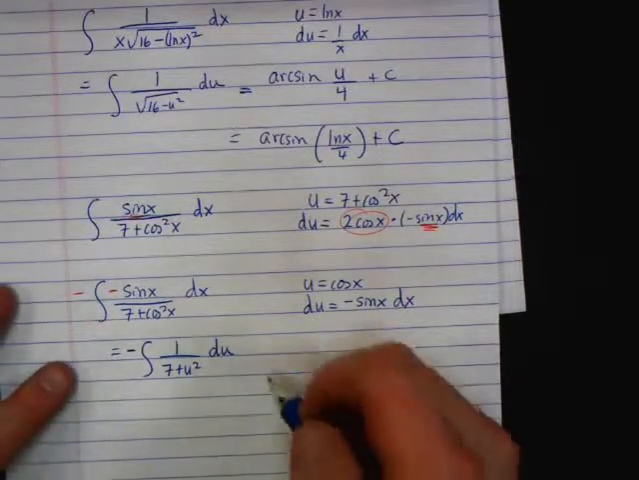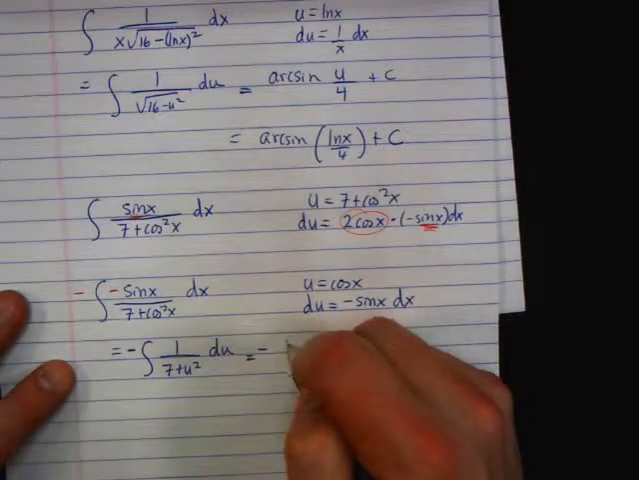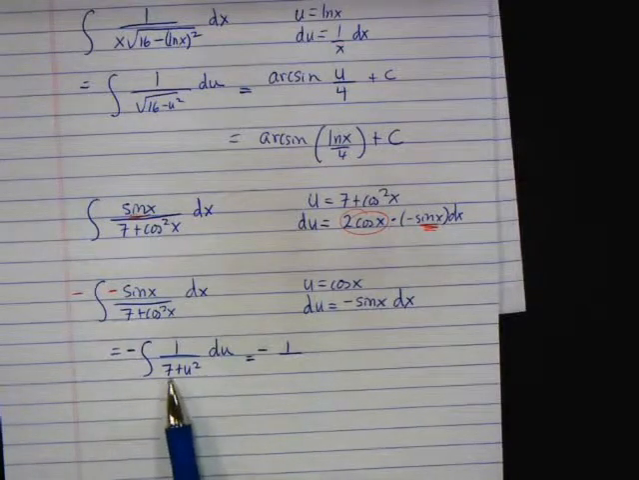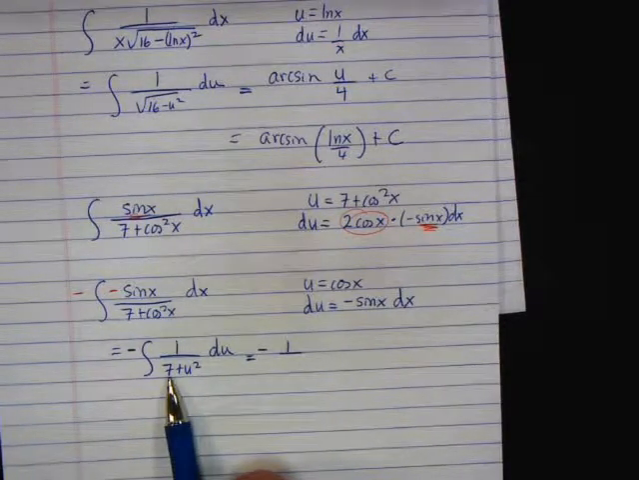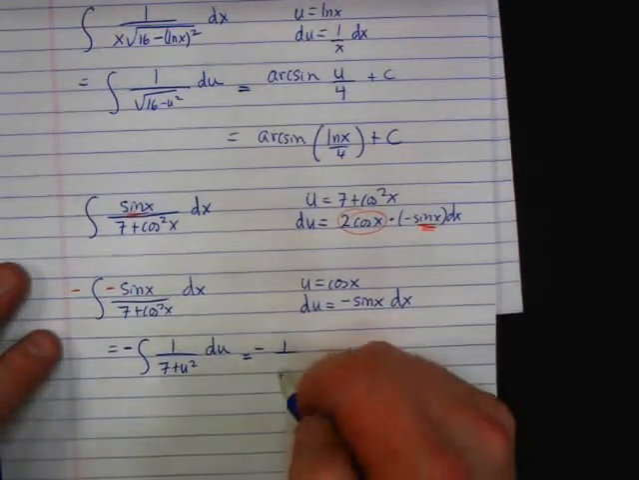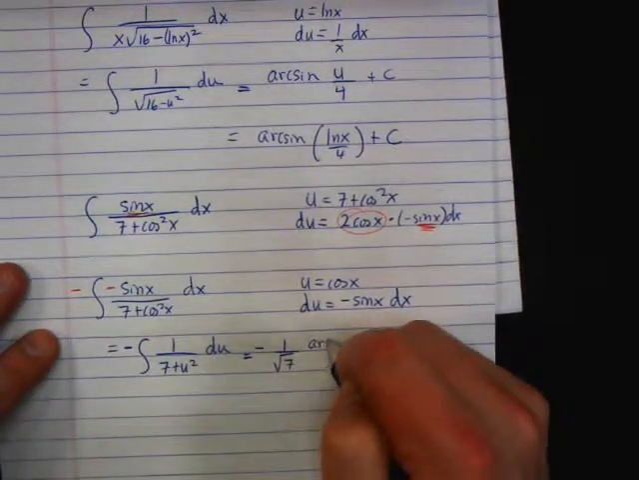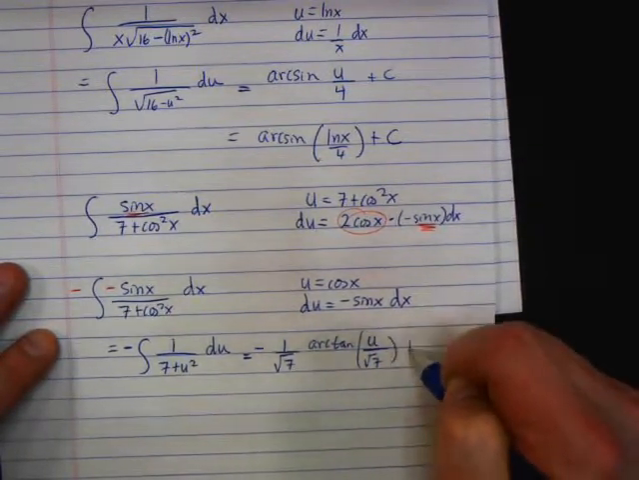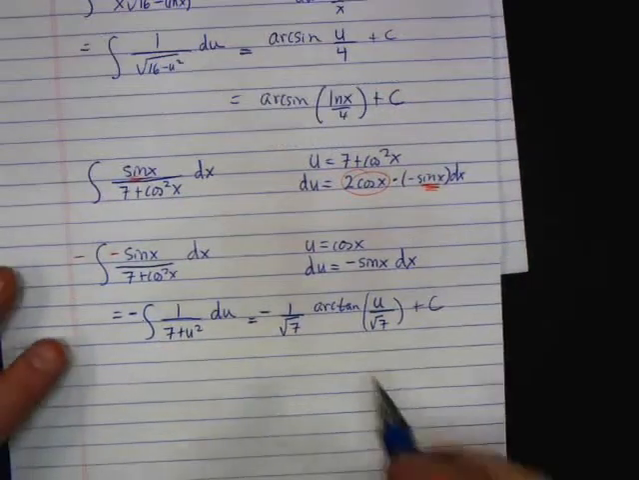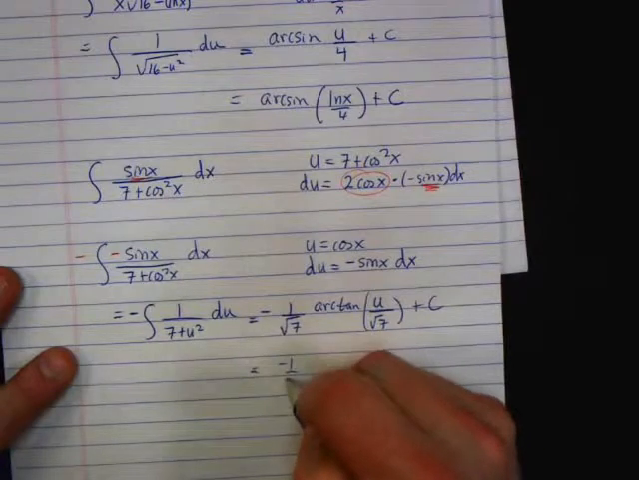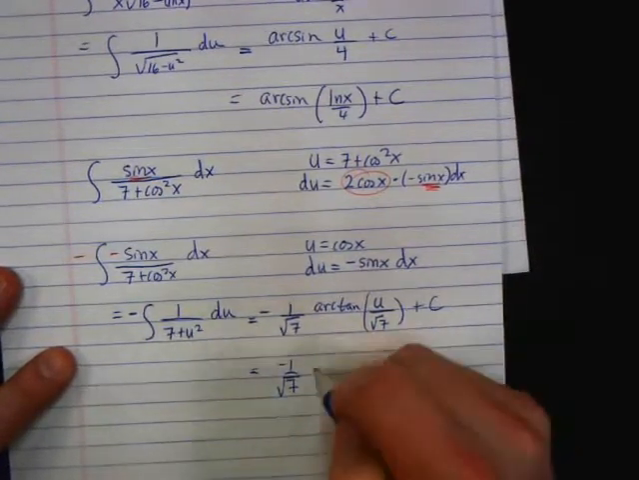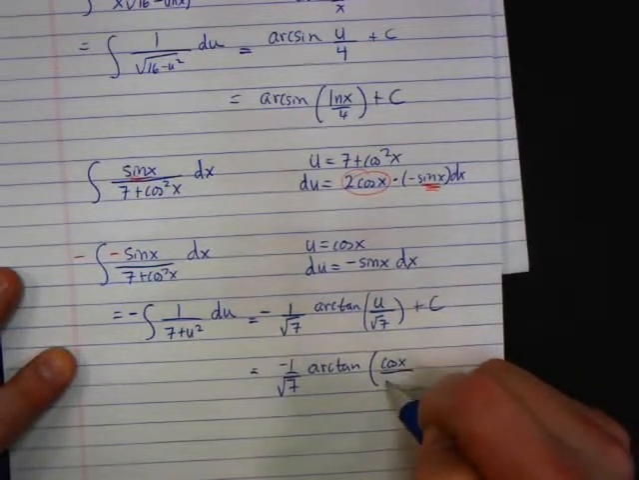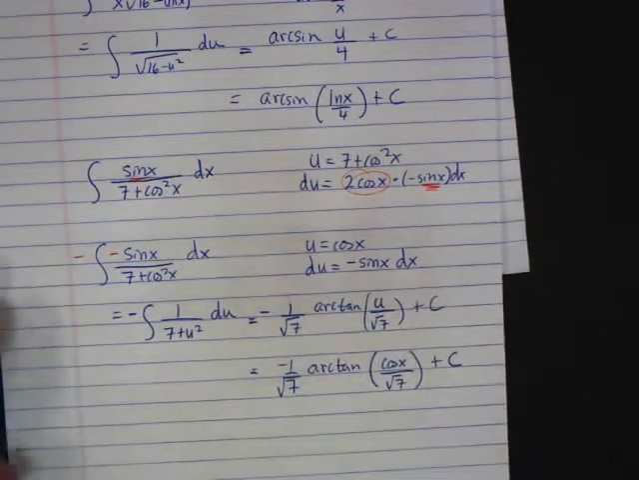That's our arctangent formula, that's correct. So we're going to have negative 1 over a. What's a? A is the square root of 7, because remember this number right here is always a squared. So in this case, a squared is 7, which means a is the square root of 7. Arctangent of u over the square root of 7 plus c. Final answer looks like negative 1 over the square root of 7, arctangent of cosine x over the square root of 7, plus c.